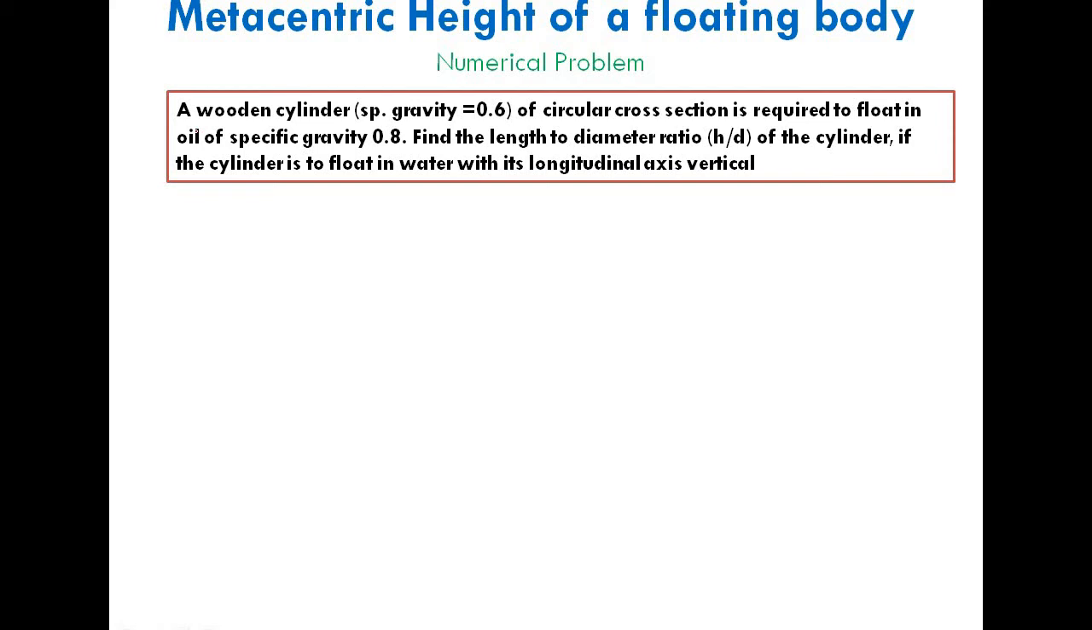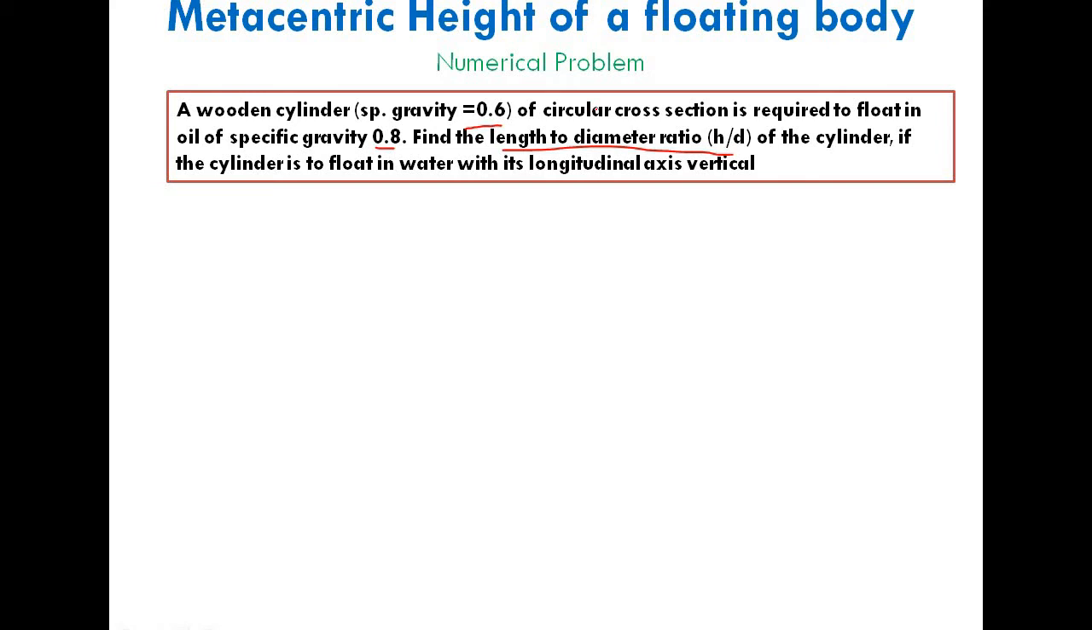The problem is like this: a wooden cylinder of specific gravity 0.6, of circular cross section, is required to float in oil of specific gravity 0.8. Find the length to diameter ratio, that means height to diameter, h by d, of the cylinder, if the cylinder is to float with its longitudinal axis vertical. The specific gravity of the cylinder is 0.6, whereas that of the oil is 0.8.